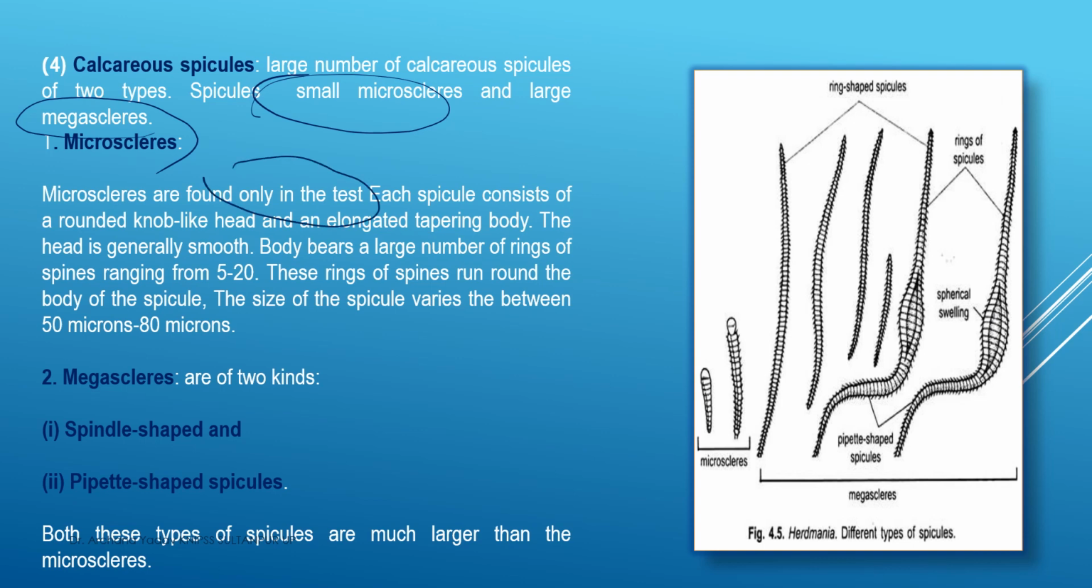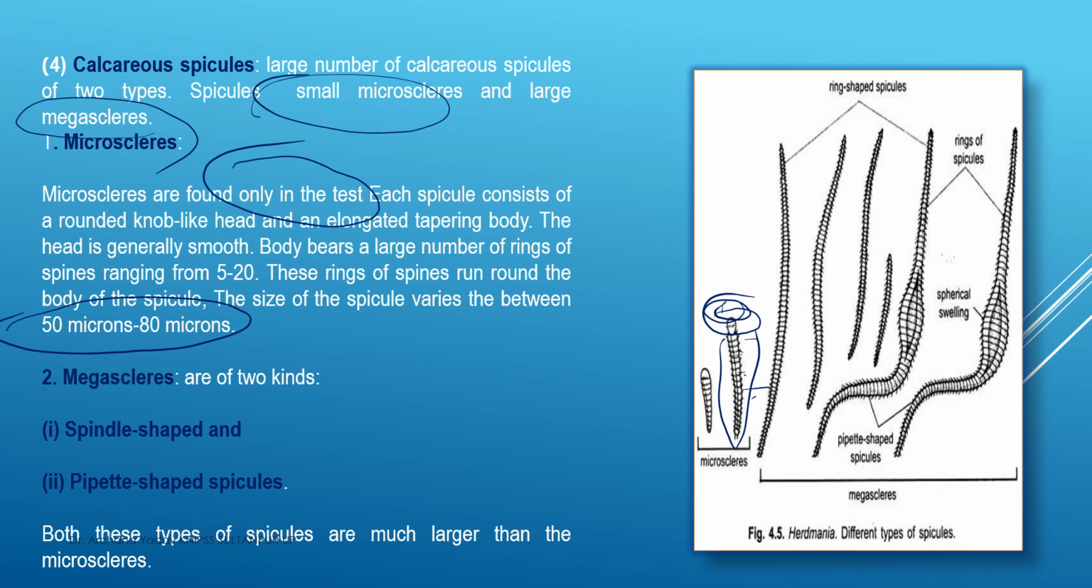Microscleres are found only in the test, and each spicule consists of a rounded knob-like head and an elongated tapering body. The head is generally smooth, and the body bears a large number of rings of spines present around it. The size of the spicule varies between 50 to 80 micron.